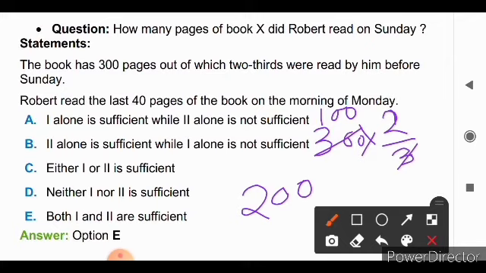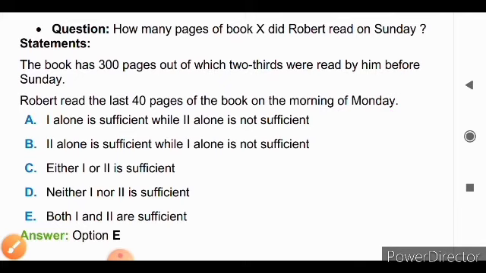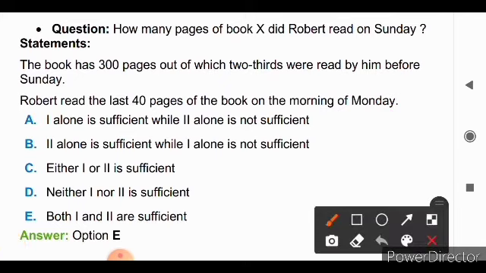And with statement 2, Robert read the last 40 pages on the morning of Monday. So Robert read total pages which is 240. Then on Sunday Robert read the remaining pages of the book. So remaining pages of the book are 300 minus 240.